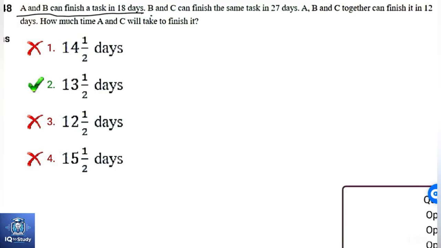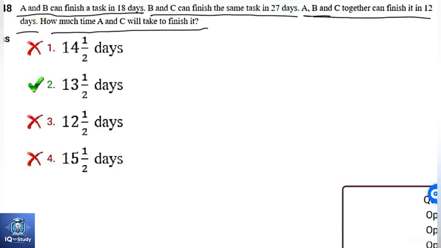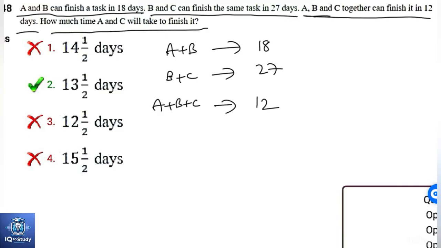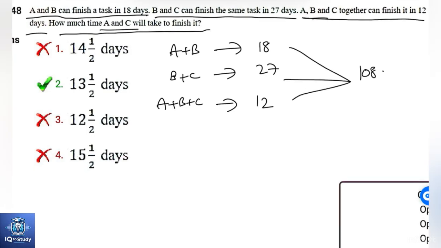A and B can finish a task in 18 days, B and C can finish in 27 days, A, B and C together can finish it in 12 days. How much time will A and C take to finish it? Given A plus B in 18 days, B plus C in 27 days, and A plus B plus C in 12 days. We know that the LCM of 18, 27 and 12 is 108. Let it be the total work, and the efficiency becomes A plus B, it is 6, for B plus C it is 4, and A plus B plus C it is 9.